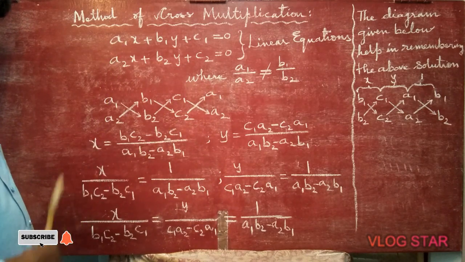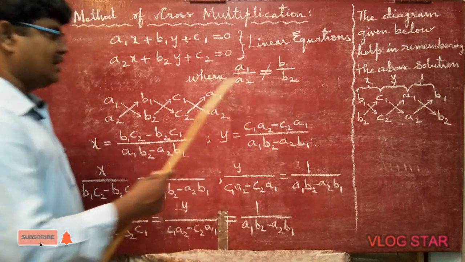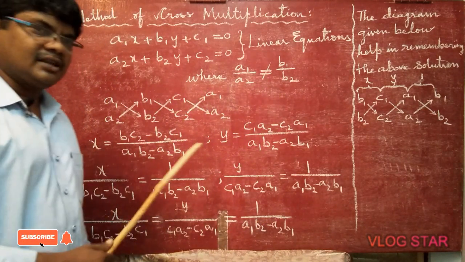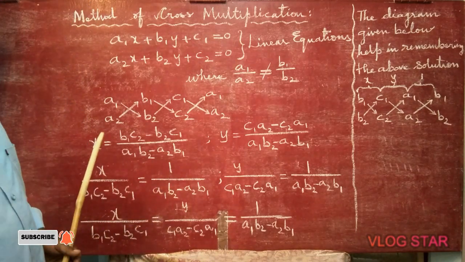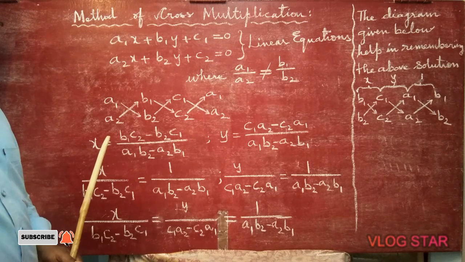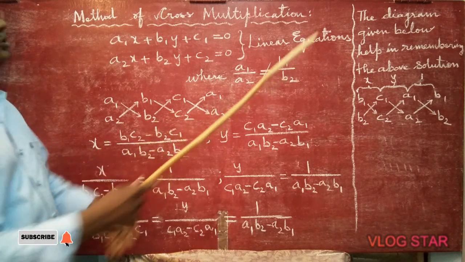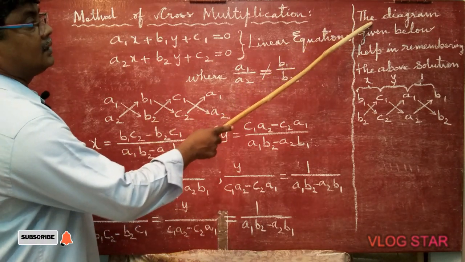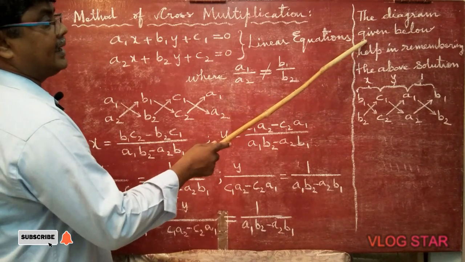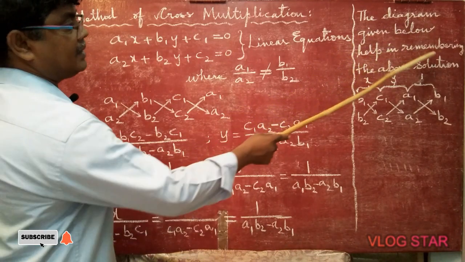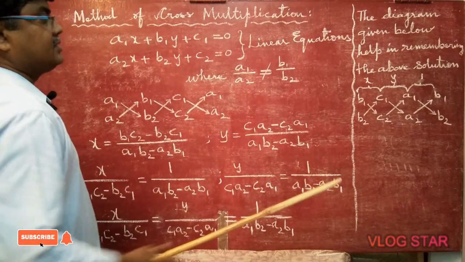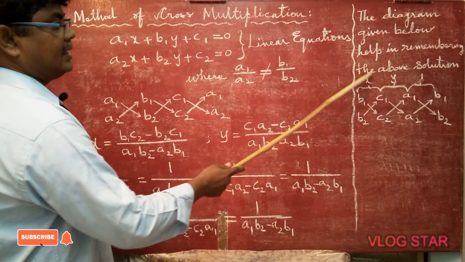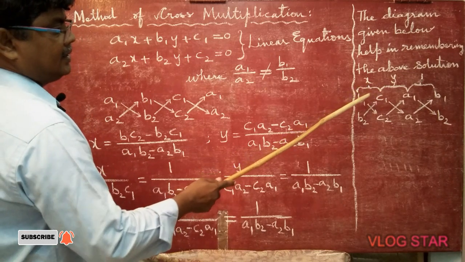Sir, this is all confusion, sir. What you are teaching, we can't follow. If you understand 50% of this, you are great. Really, you are great. That's why I am showing you in a diagrammatic form. See this one. The diagram given below helps in remembering. Sir, you said it's difficult to remember. That's why the diagram represents the above solution.